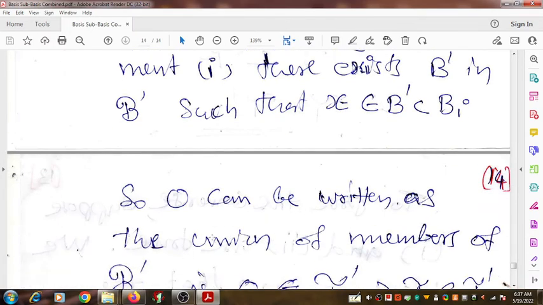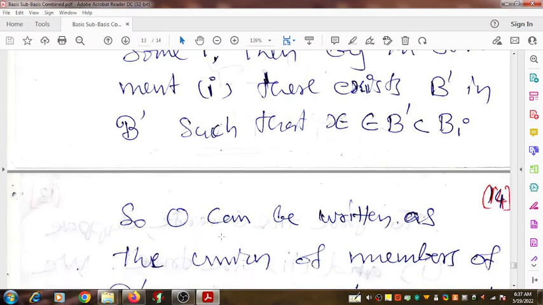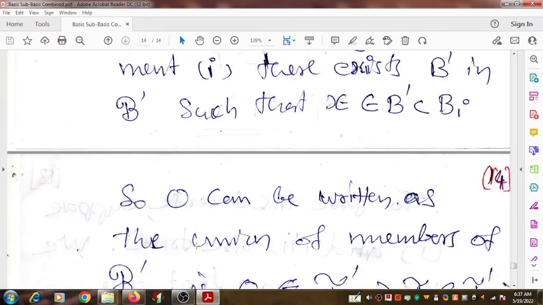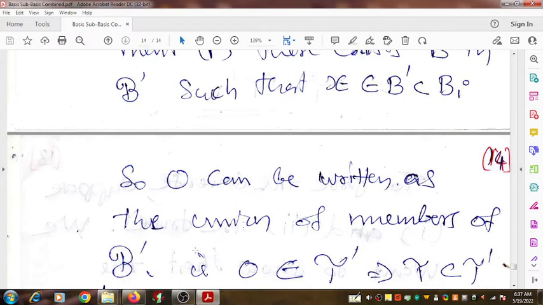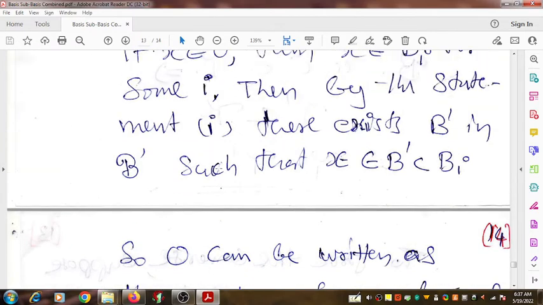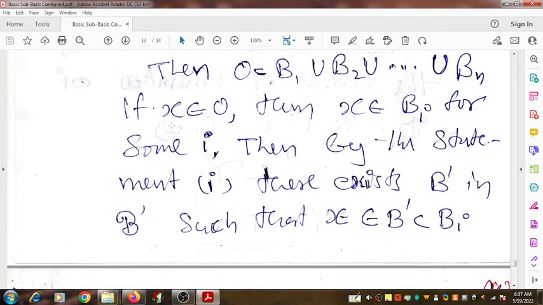And so O can be written as the union of members of B prime. Why? It's because we chose X as an arbitrary element of O. By completing the statement about the point X, we can then arbitrarily vary, choose another point of O, and say the same statement about that point also.